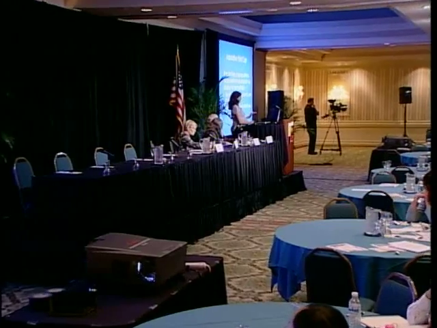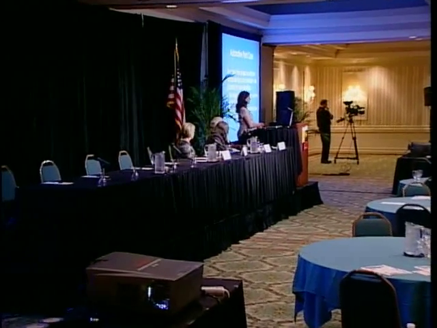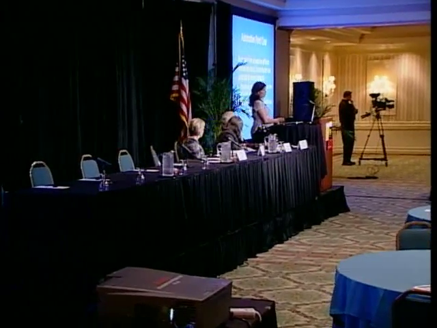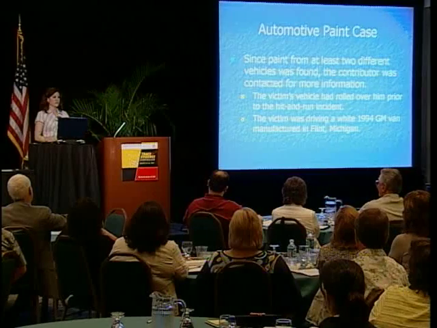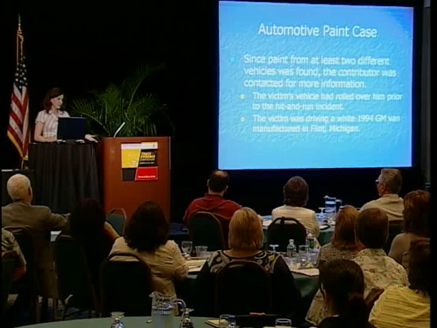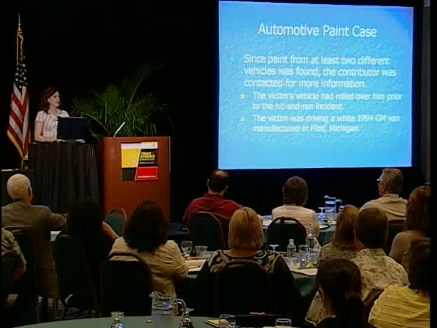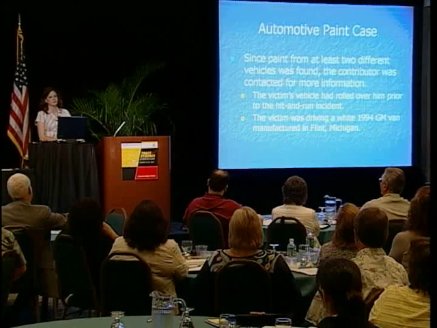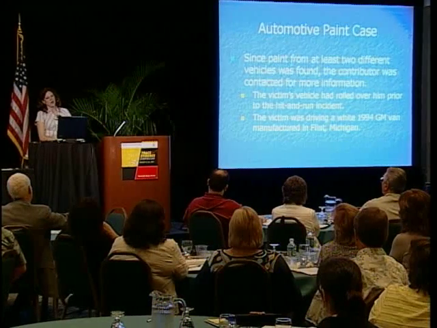But then the contributor said, oh yeah, I guess I didn't tell you. The victim's vehicle had actually rolled over him before the hit and run incident occurred. He had lost control on the road, somehow was thrown out of his vehicle. His vehicle ran over him, and then a car coming in the oncoming lane of traffic ran over him.